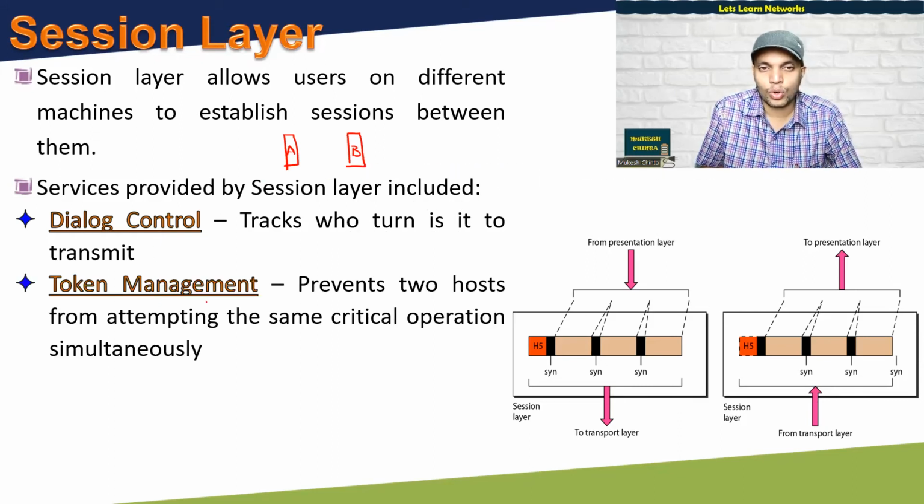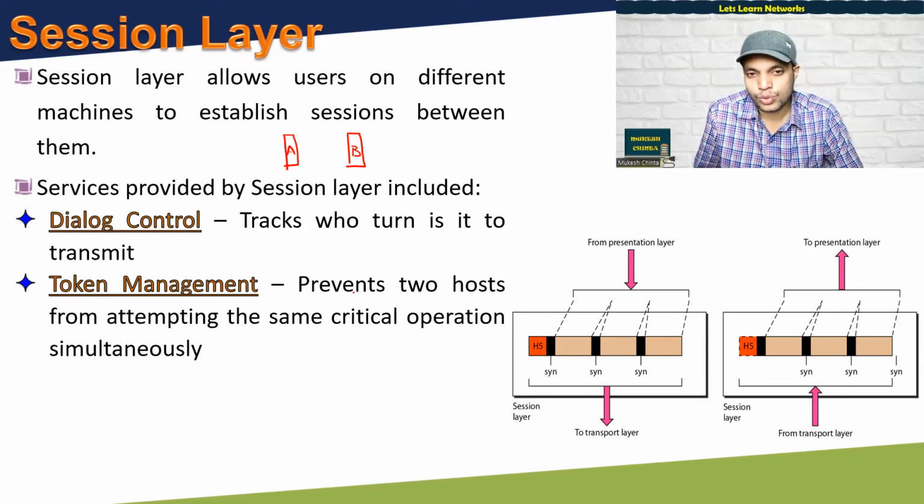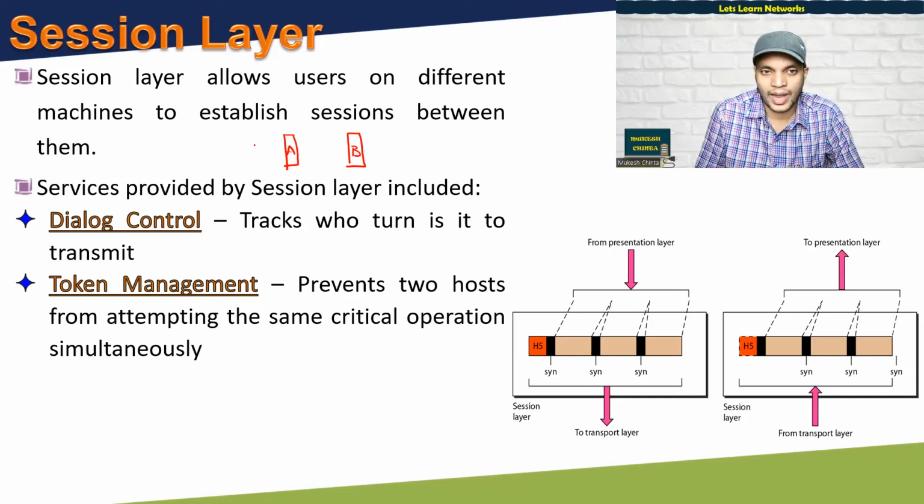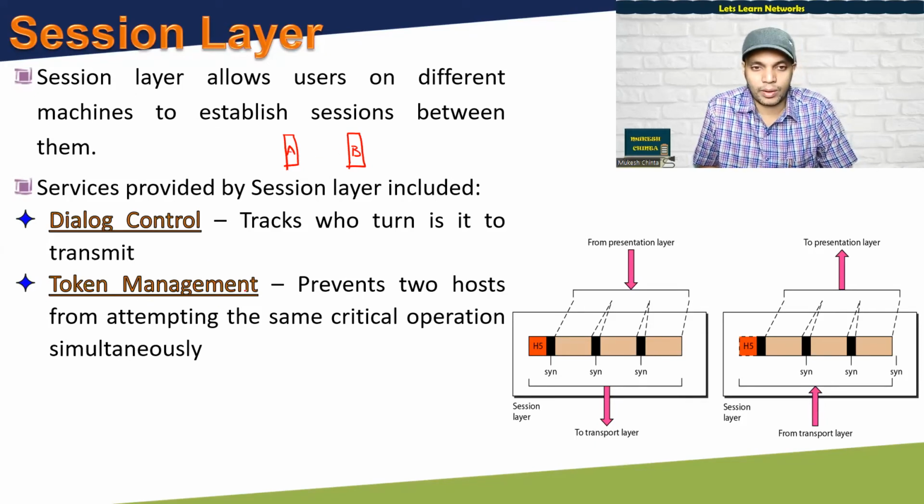The second one is token management. It also ensures that the two hosts do not do the same critical operation at the same time. So it handles token management. If A wants to do some modification or some particular sending of data, it will ensure that only A does that and B does not disturb in the middle. That is taken care of by your token management.